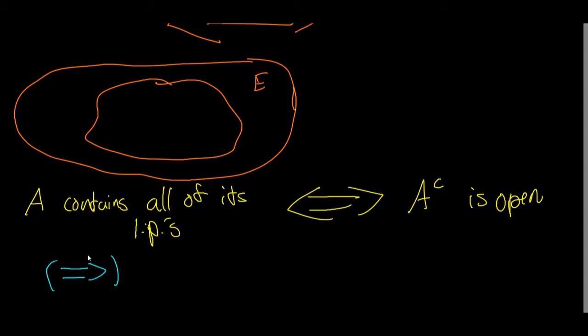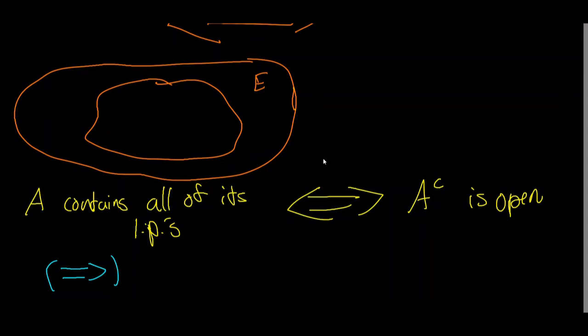That is, we're first going to suppose that A contains all of its limit points, and we prove that supposing this to be true, then that means the complement of A is open. And then later, we'll prove that if the complement of A is open, then that implies that A contains all of its limit points. So we need to somehow show that the complement of A is open.